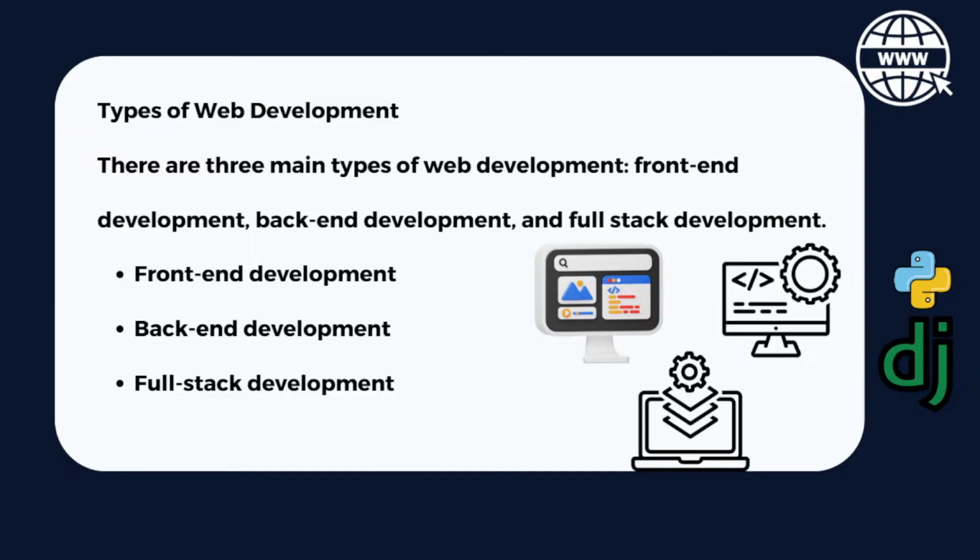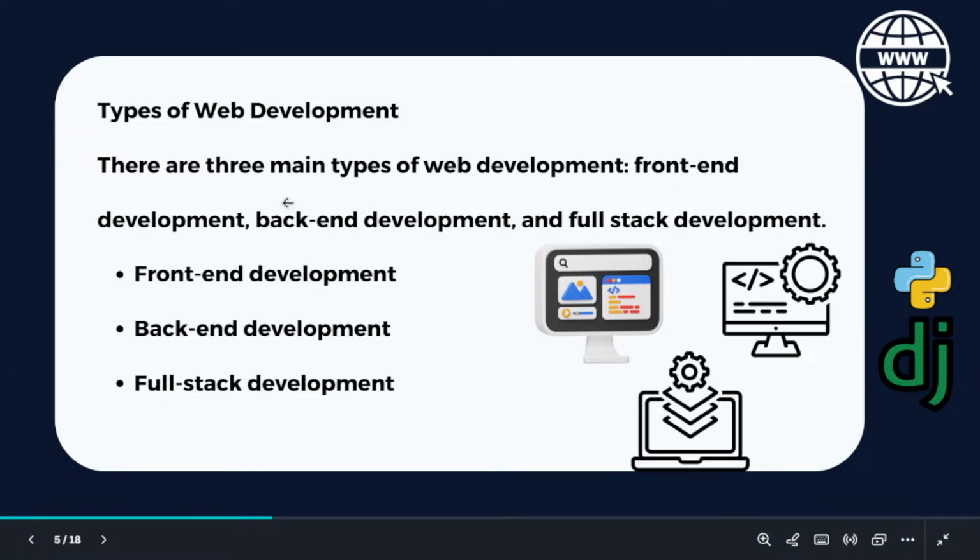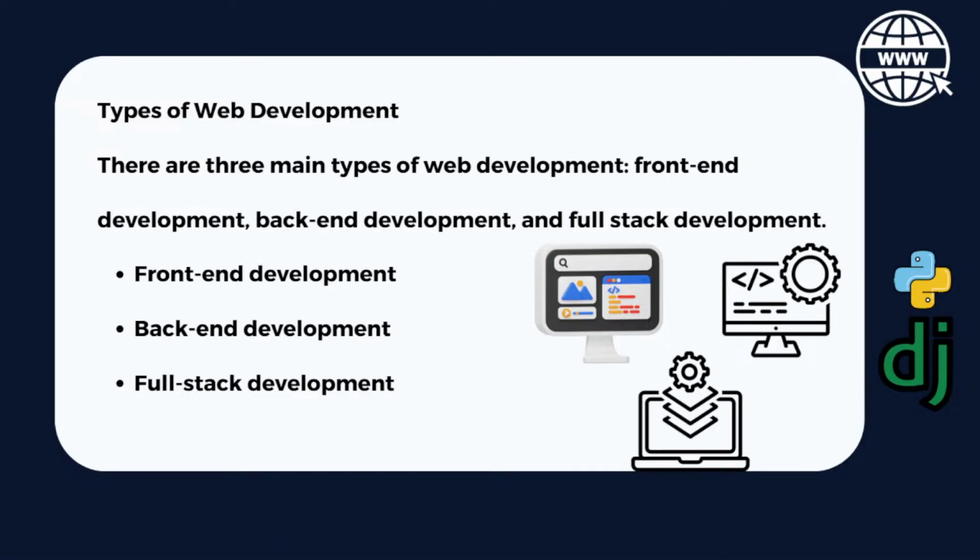In web development there are three main types: front end, back end, and full stack development. These are the three types of web development.